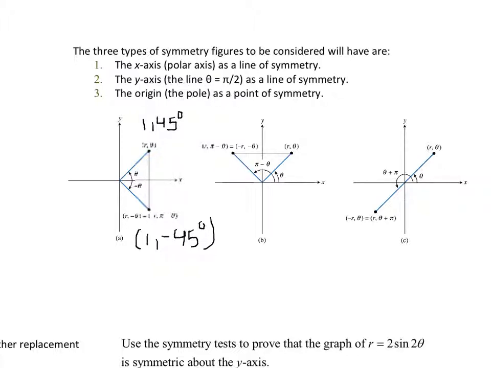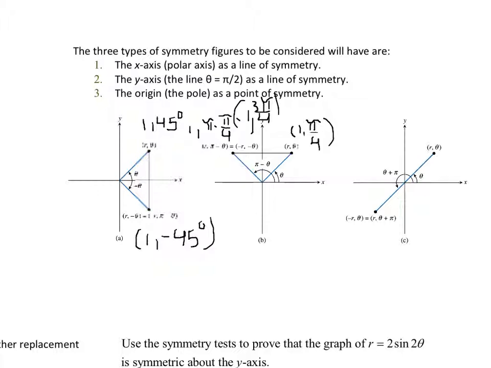The y-axis, the line theta equals pi over 2, as the line of symmetry. So if we look at r being 1 and theta being pi over 2, or sorry, pi over 4. Now if we look over here, if we say 1 comma pi minus pi over 4, that would be negative 1. They're telling us that would be negative 1, 3 pi over 4, which is what that angle is. Okay, that's what they're telling you.